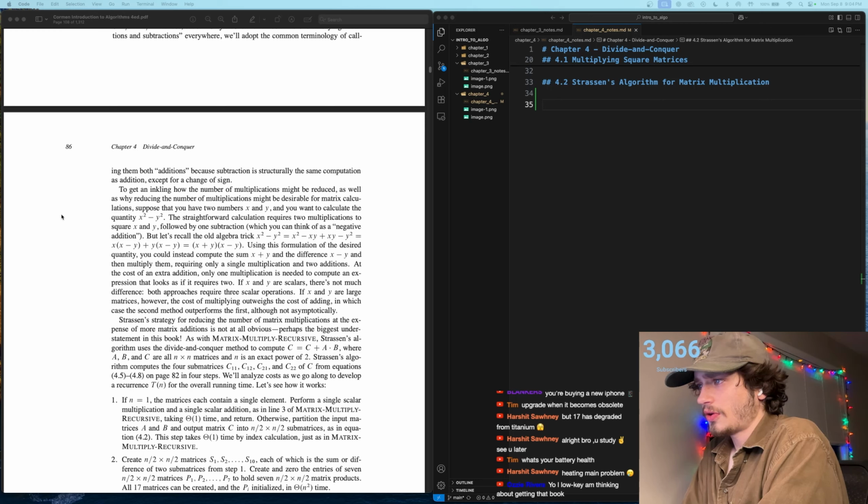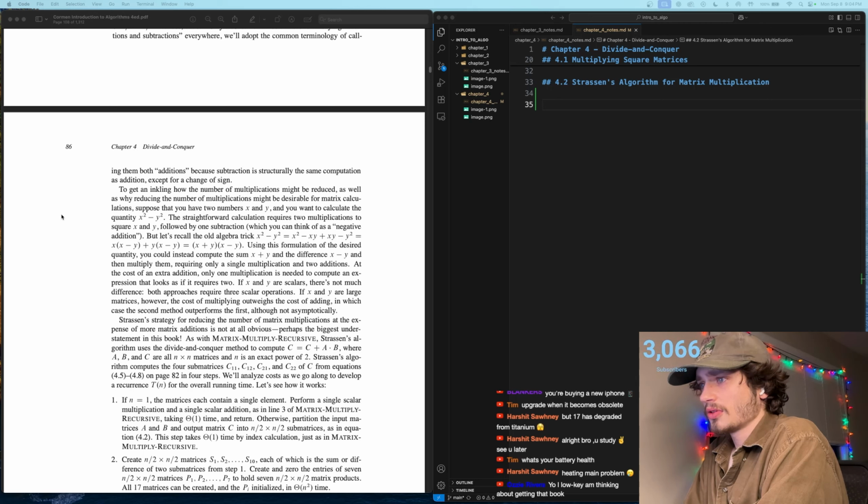But let's recall the old algebra trick: x squared minus y squared is equal to x squared minus xy plus xy minus y squared, which is abstracted out to this, which equals x plus y times x minus y. Using this formulation of the desired quantity, you could instead compute the sum x plus y and the difference x minus y and then multiply them, requiring only a single multiplication and two additions. At the cost of an extra addition, only one multiplication is needed to compute an expression that looks as if it requires two. If x and y are scalars, there's not much difference. Both approaches require three scalar operations.